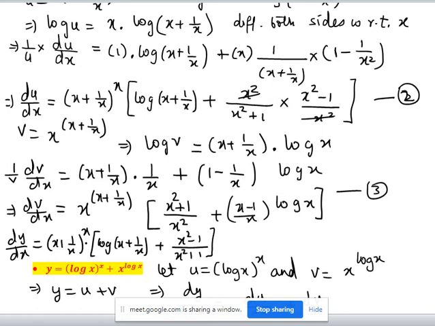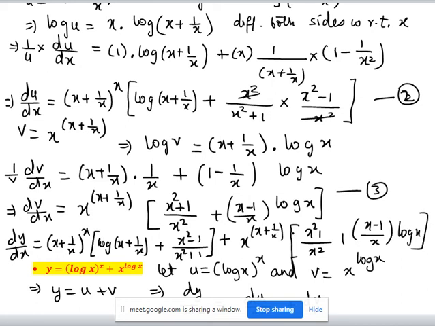So done with du over dx. Then this is getting added to dv over dx, which we have obtained in the third equation. So x raised to the power x plus 1 over x into x square plus 1 over x square plus x minus 1 over x into log x. So you can see these are quite lengthy solutions, okay, time taking. But if you do it carefully, then errors will not take place.